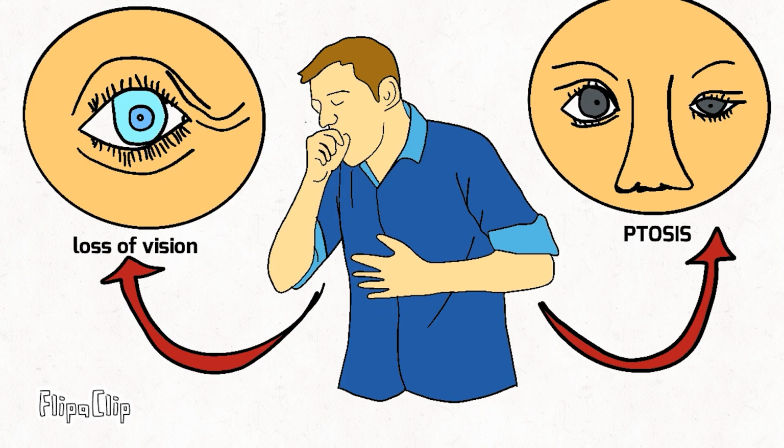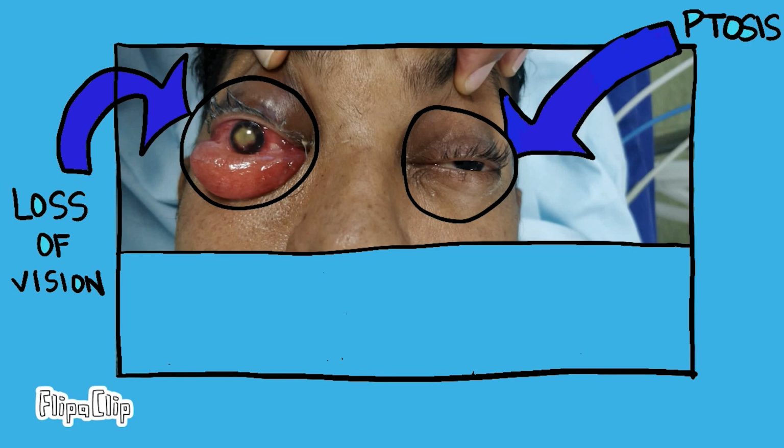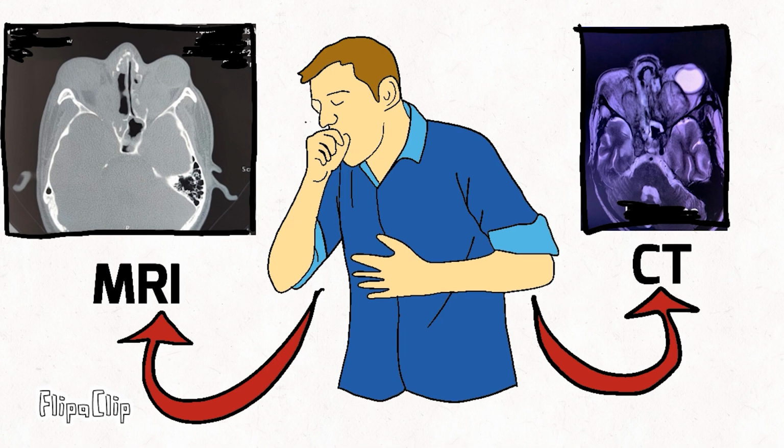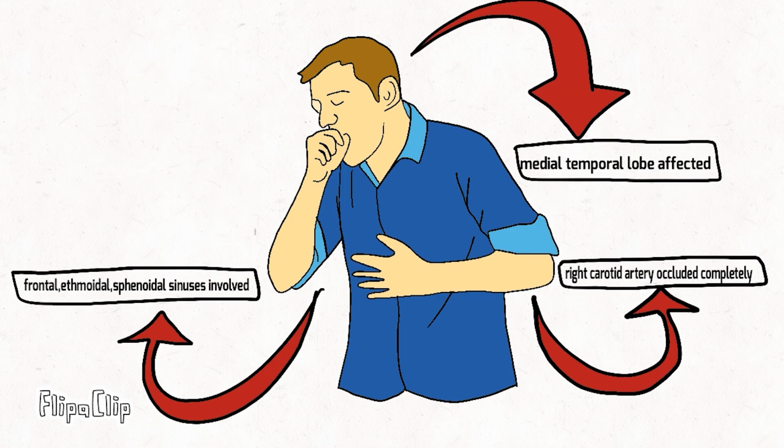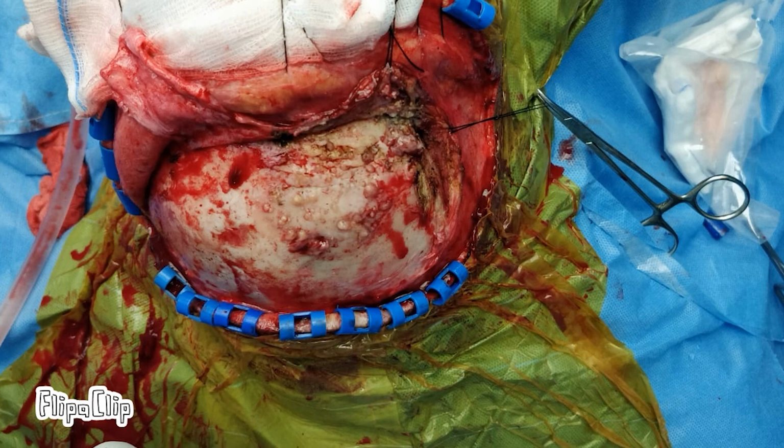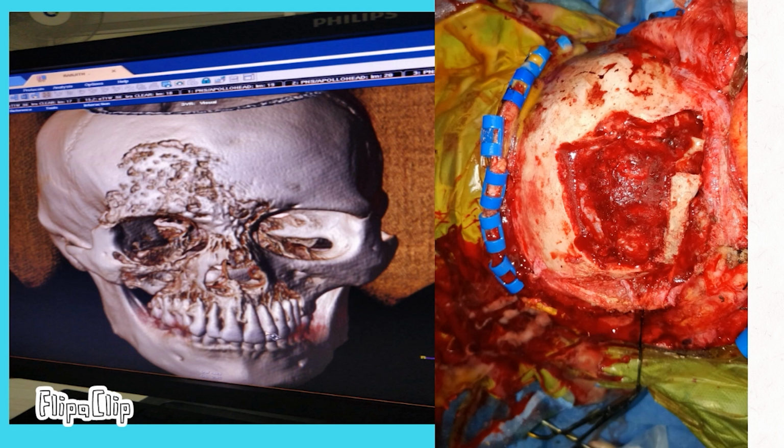MRI and CT scan were taken, in which it was seen that the frontal, sphenoidal and ethmoidal sinuses were involved. A medial temporal lobe lesion was seen and the right carotid artery was completely occluded. Treatment included endoscopic transsphenoidal dissection and removal of necrotic tissue from the temporal lobe. Prosthetic face reconstruction was done and the patient made considerable recovery.